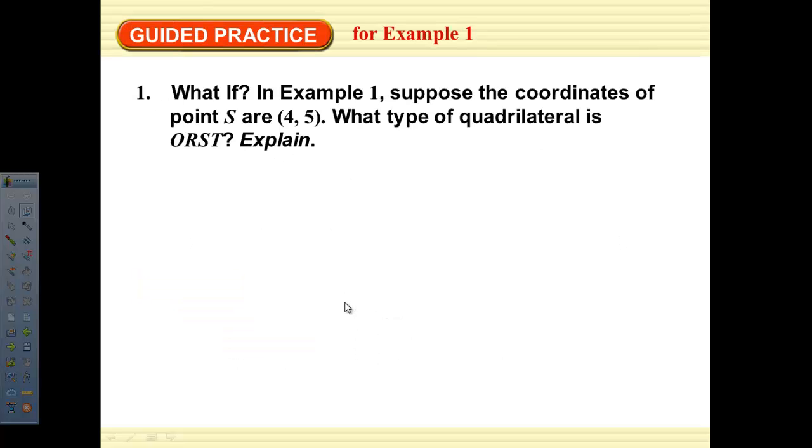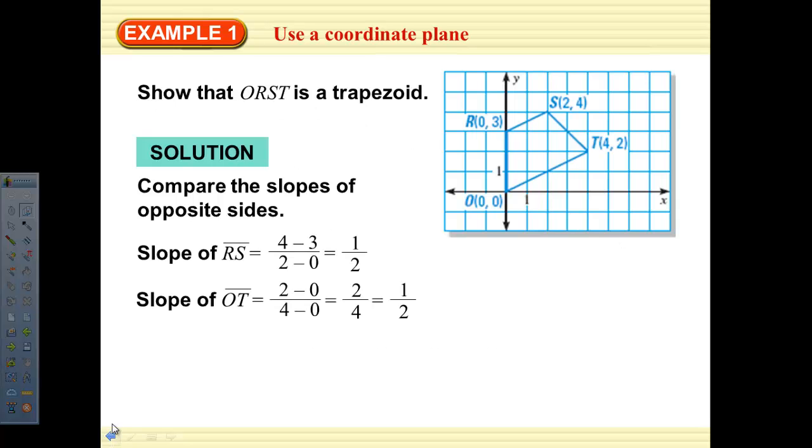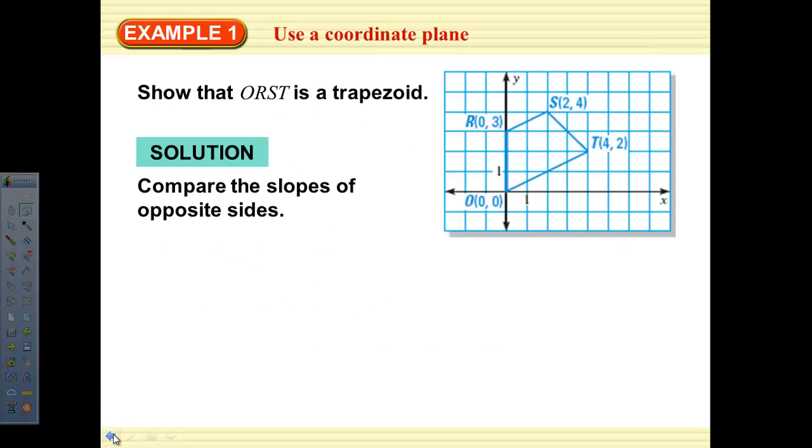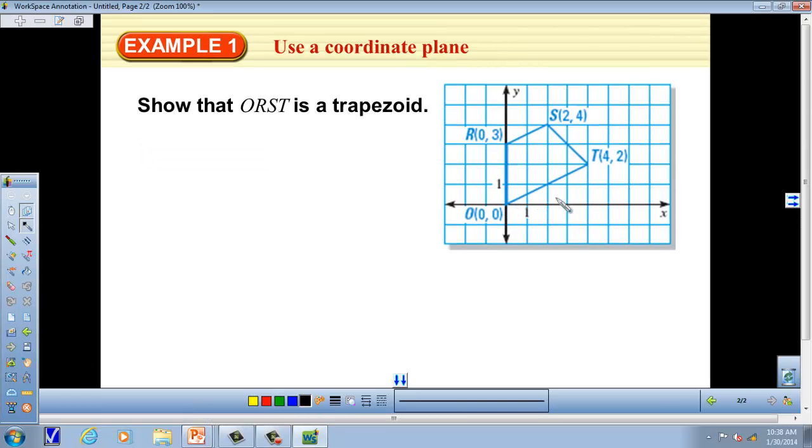In this next problem it says what if the coordinates of S are 4, 5, and what type of quadrilateral is it? So I'm going to go back here and say S is 4, 5. So here's 1, 2, 3, 4, and 1, 2, 3, 4, 5. So our new figure, this is S at 4, 5. I'm going to go ahead and draw the new figure.